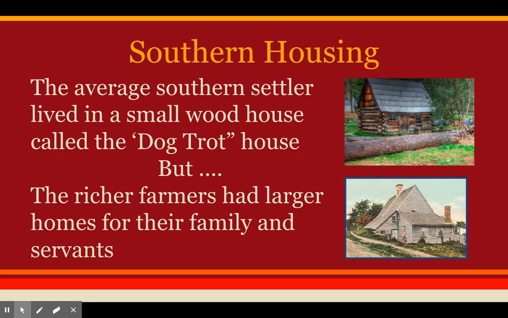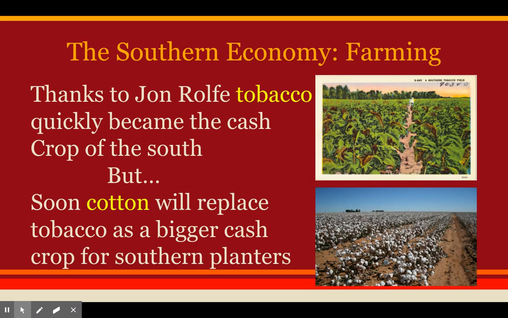On the other hand, you would have rich farmers, and they would get larger tracts of land, and they would be in agriculture, and they would build bigger houses for their families and their servants. Now, the Southern economy is based on farming, and as you know, thanks to John Rolfe, tobacco quickly became the cash crop of the South. But over time, cotton will replace tobacco as an even bigger cash crop for Southern planters, using up more and more of that fertile land for farming.